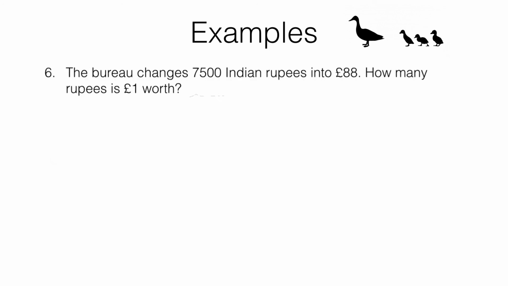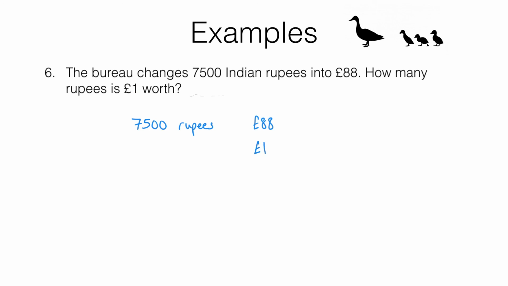In question 6, we've got a bureau that changes 7,500 Indian rupees into £88. We need to then work out how many rupees £1 is worth. I'm going to start by writing out the information we've been given. That is 7,500 rupees is £88. And what we want to work out is how many rupees £1 is worth.